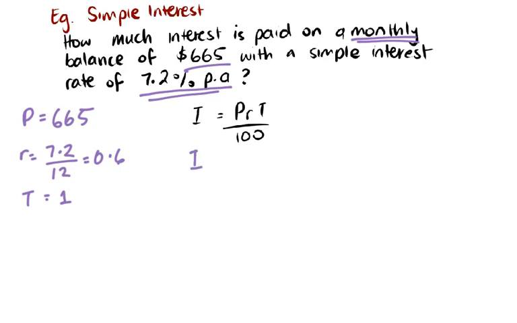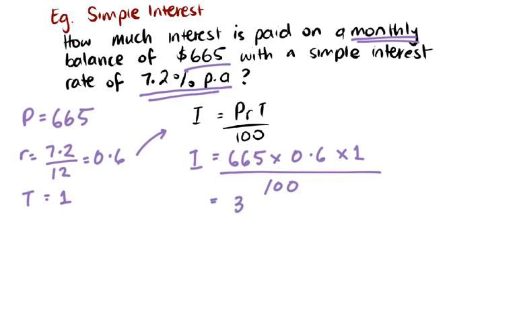So all I'm going to do now is substitute these values back into our original formula. So P is 665, R is 0.6, and T equals 1, all divided by 100. And if I put that into the calculator, I've got 3.99. So the interest that will be paid will be $3.99. So it's important to check the values as well as the time period and see if you may need to readjust some of those values.